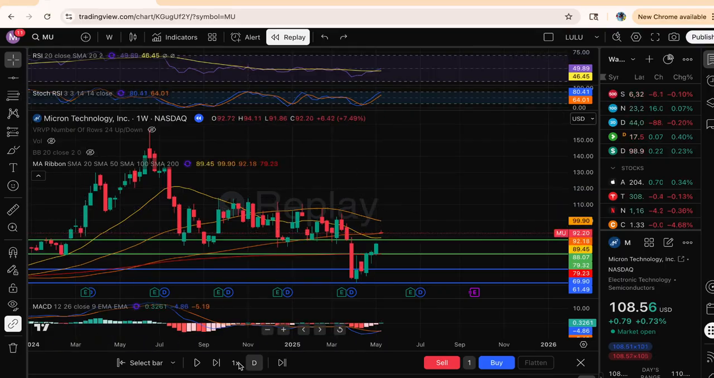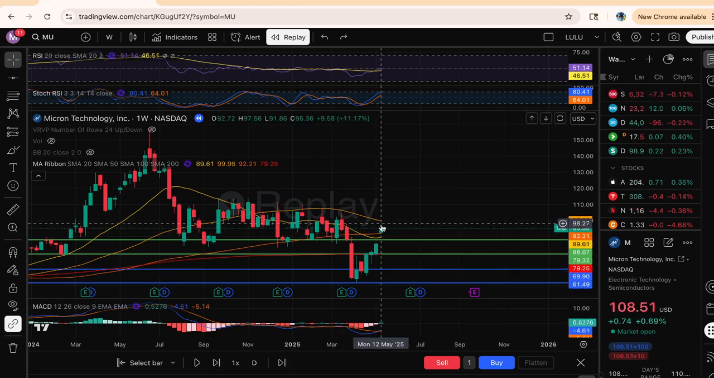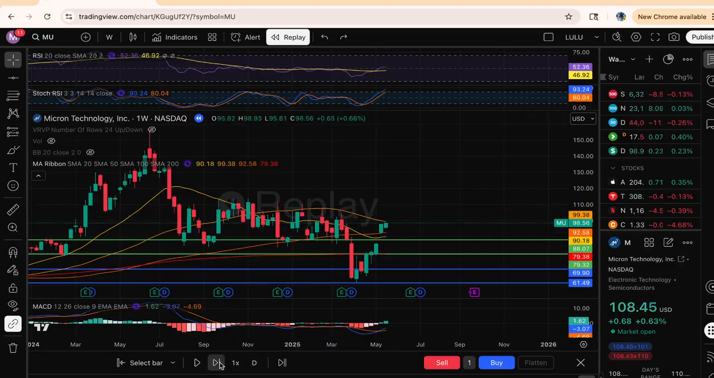If we play it a little bit, we can see that's still a green candlestick. We can see it's playing with that 50-week moving average, trying to treat it as resistance, as our ceiling. And it's doing that. Testing it again.